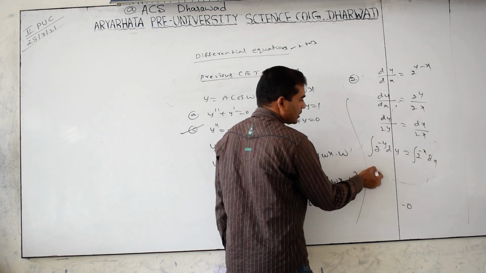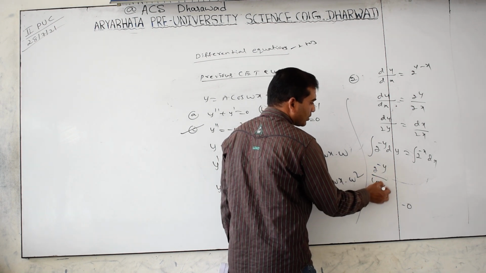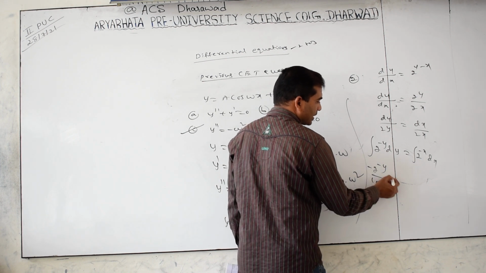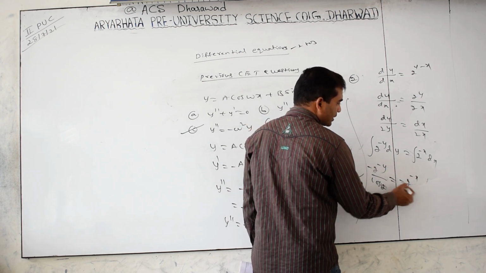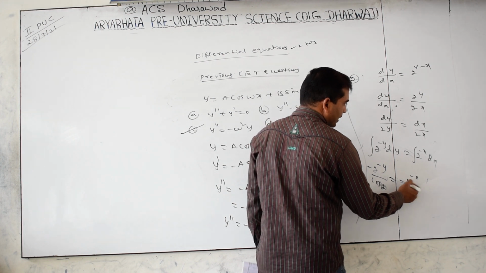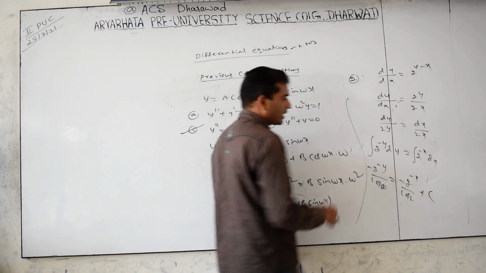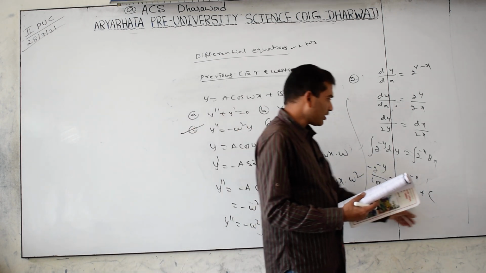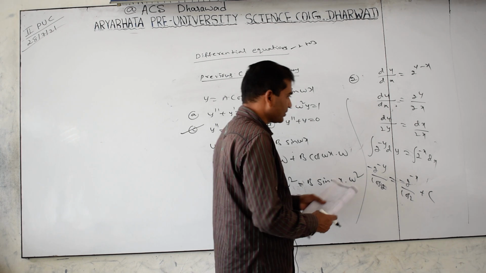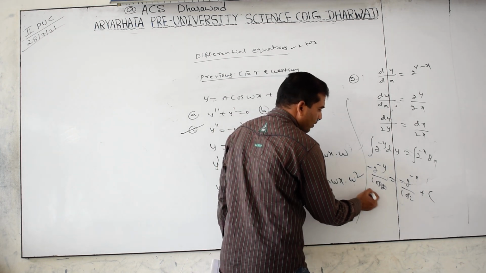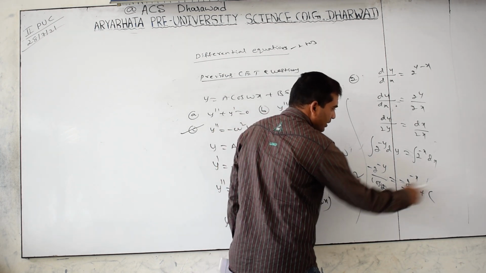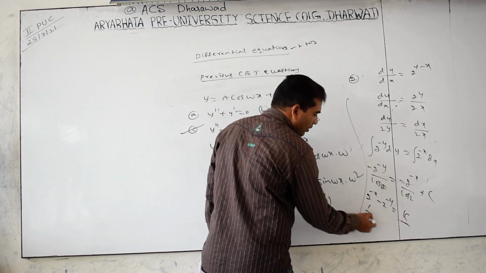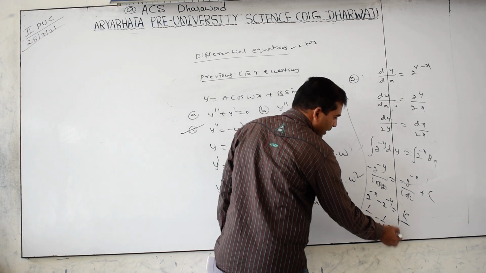Apply integration: 2 power minus y by log 2 and minus, because the differentiation of minus y with respect to y is minus 1, equals minus 2 power minus x by log 2 plus c. Take this to one side. This log 2 is not there in the options. Log 2 comes under constant. So this is 2 power minus x minus 2 power minus y equals c log 2, and c log 2 we can write as a constant. This is 1 by 2 power x minus 1 by 2 power y equal to k.